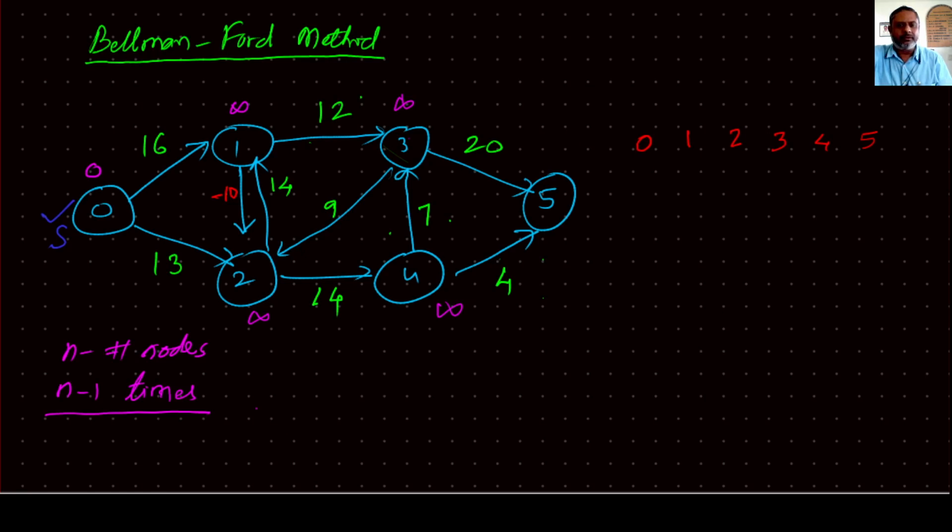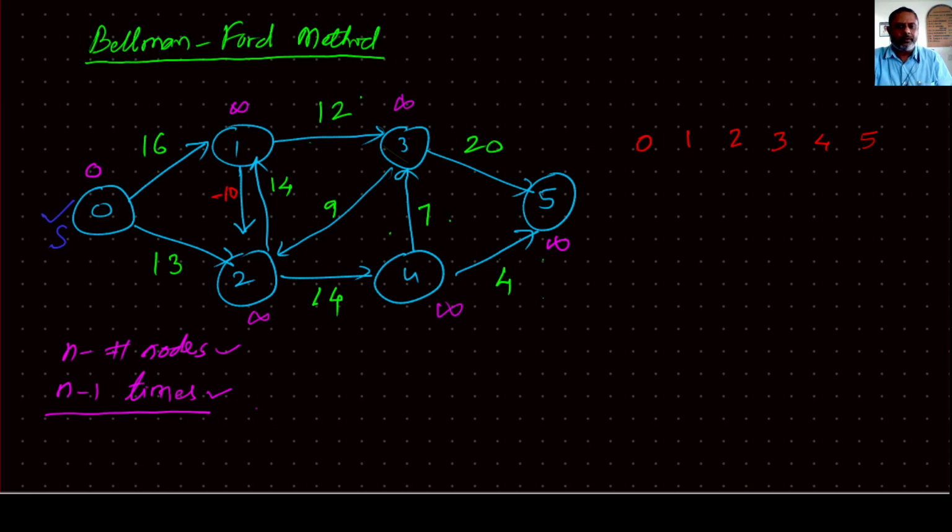But what we can do is, if there are n nodes in our graph, then Dijkstra's algorithm can be repeated n minus 1 times and we get the correct answer. So let's see how it is done. To begin with, all nodes are marked with infinite except the source.